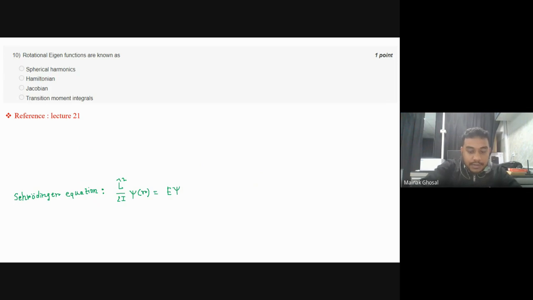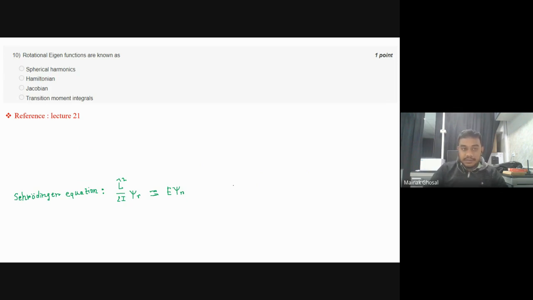Oh sorry, this will not be in bracket R. This means a different thing. Okay? This is the Schrodinger equation. So this is the Schrodinger equation for a rotational transition. That L square by 2I of psi r, this is E psi r. Okay. So now you can see which one is the eigenfunction.